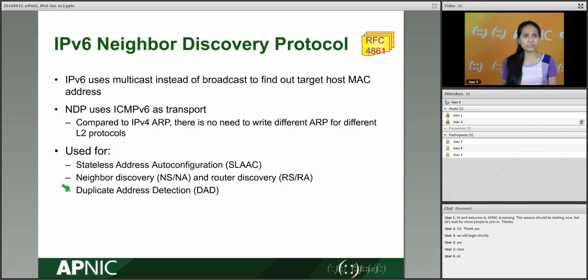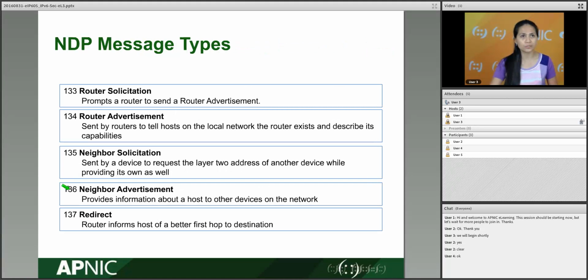Now for all of these, NDP uses the ICMPv6 transport. That's why I told you it's important to understand when and what types of ICMPv6 you're going to allow or block from your network, because NDP uses ICMPv6 a lot. I'll show you which particular message types.